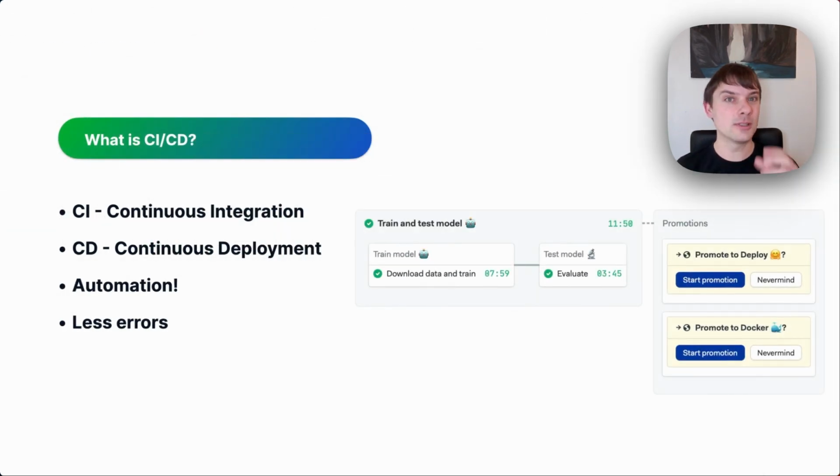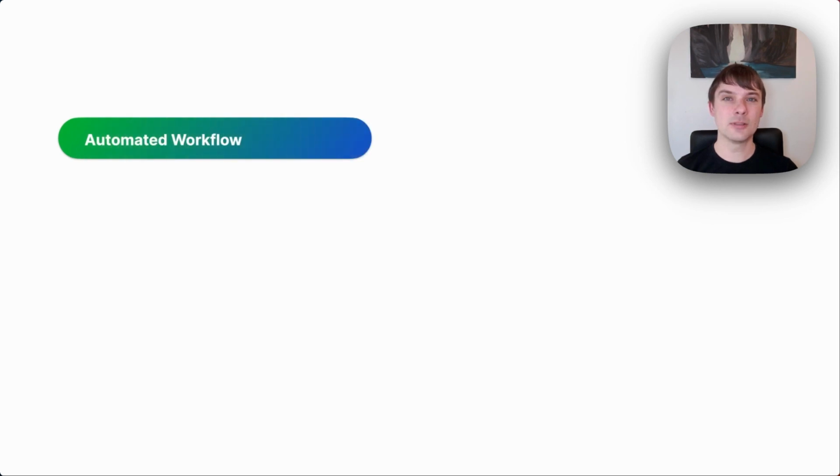In the end, we want something like this. This is called a pipeline. We will train our model and test our model independently, not on the local machine, but on a machine that is in the cloud. Let's see what that means. So this is the automated workflow part.